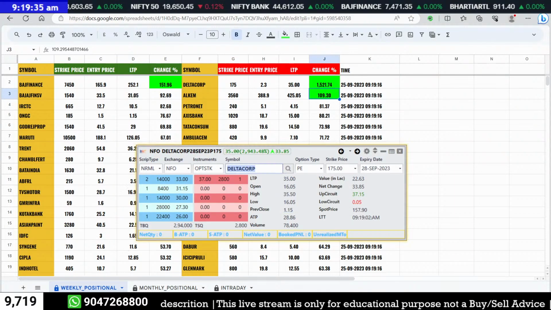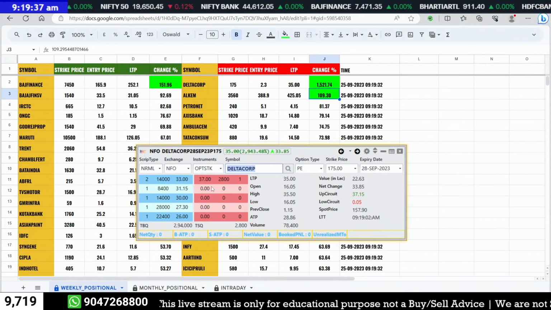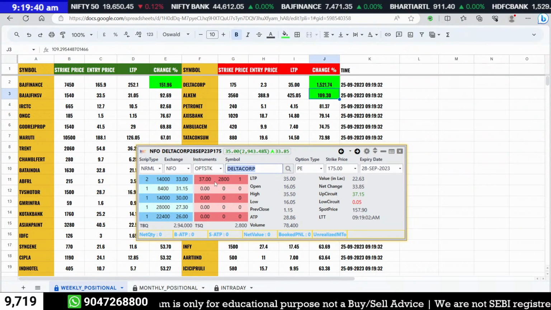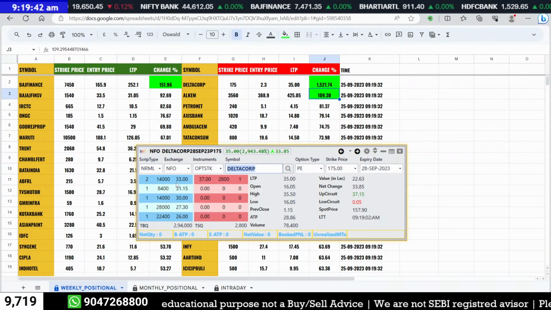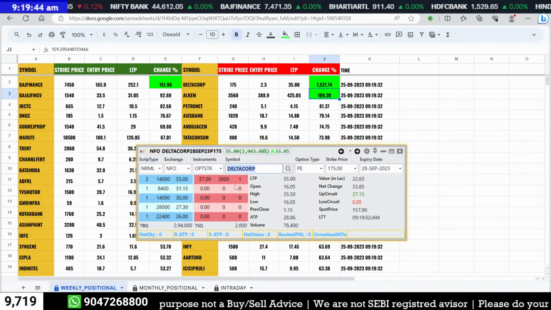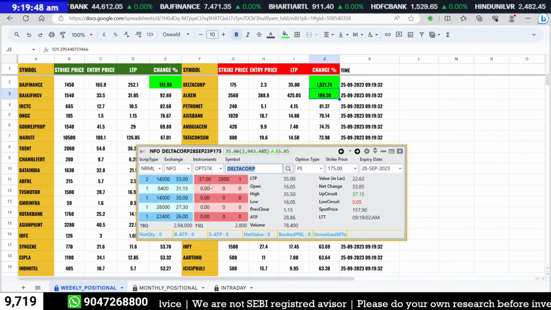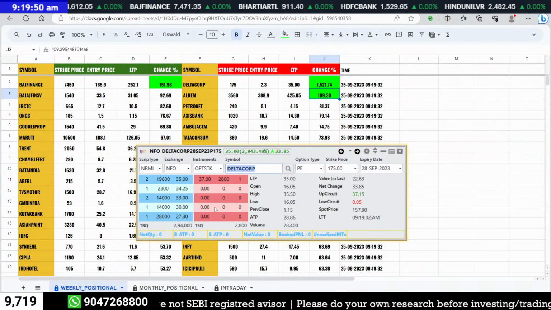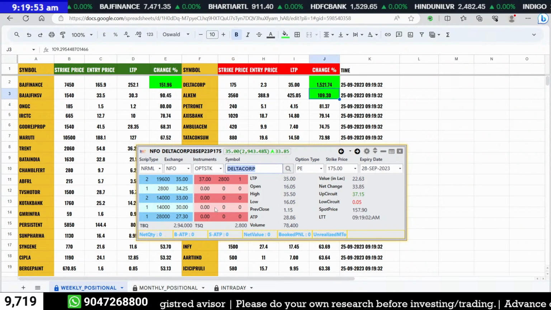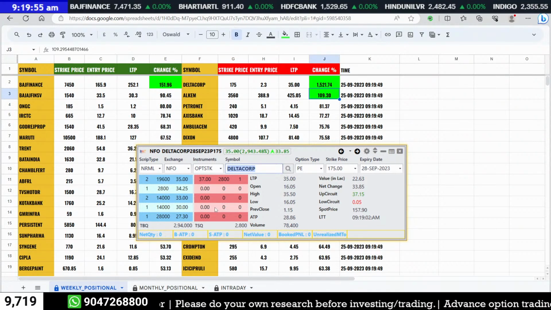So now you can see it is not allowing us to take a trade. Only one seller is placed at 37 and the buying price is 33. So almost 4 rupees gap between the buyers and sellers. And you can see only one lot seller is there and no more sellers on this particular strike price. So that's the reason.